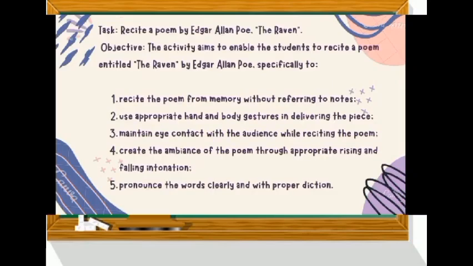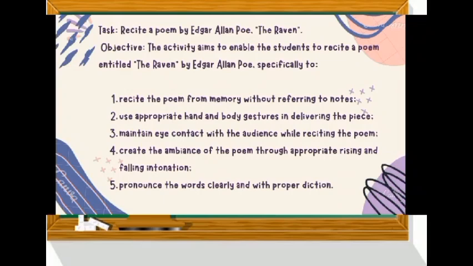So we have here some examples. The task is to recite a poem by Edgar Allan Poe. The title is The Raven. The objective is that the activity aims to enable the students to recite a poem entitled The Raven by Edgar Allan Poe, specifically to, first, recite the poem from memory without referring to notes. It is important to rehearse our poem before we recite it to the audience. The second one is to use appropriate hand and body gestures in delivering the piece.